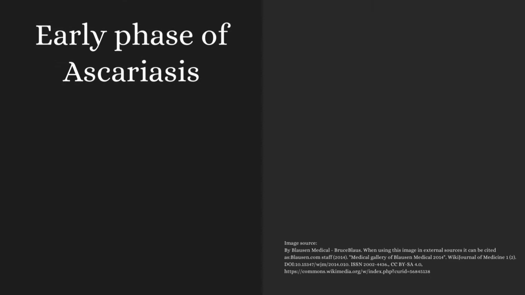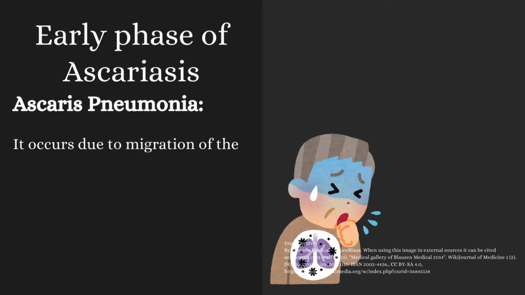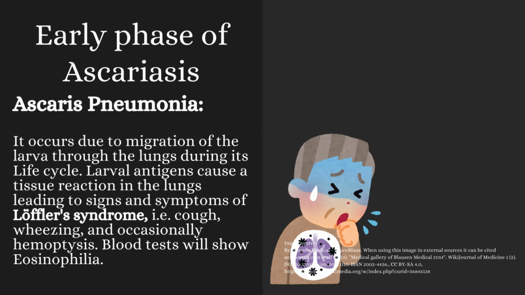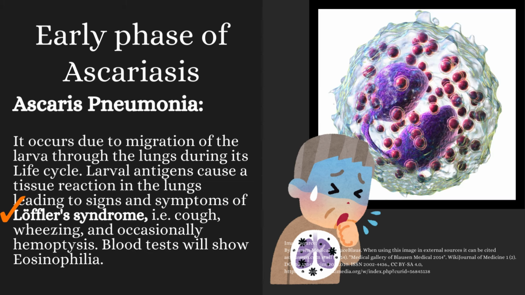Early phase of ascariosis. The disease that occurs in the early phase is Ascaris pneumonia. It occurs due to migration of the larva through the lungs. During its life cycle, larval antigens cause a tissue reaction in the lungs, leading to signs and symptoms of Loeffler syndrome. That is, cough, wheezing, and occasionally hemoptysis. Blood tests will show eosinophilia.